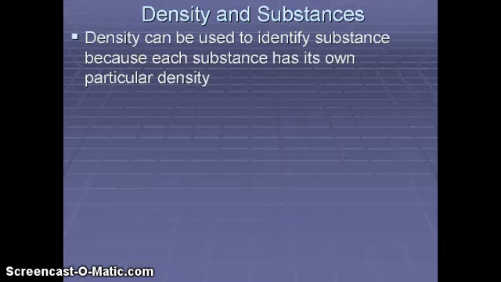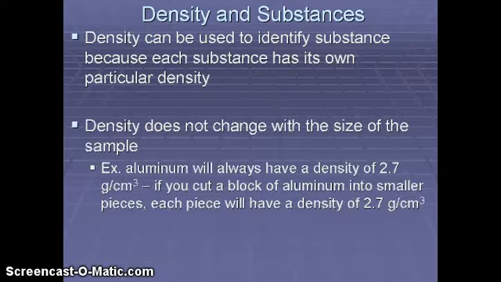Density can actually be used to identify substances because each substance has its own particular density. Density also does not change with the size of the sample. So here's an example of both these ideas. Aluminum will always have a density of 2.7 grams per centimeter cubed. So if you have a sample and you don't know what it's made of, and you measure the mass and you measure the volume, and you do mass divided by volume, and you come up with a number that is close to 2.7, you can assume that that object is made out of aluminum.